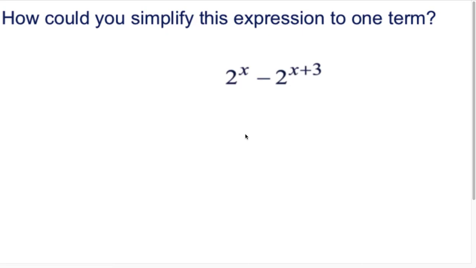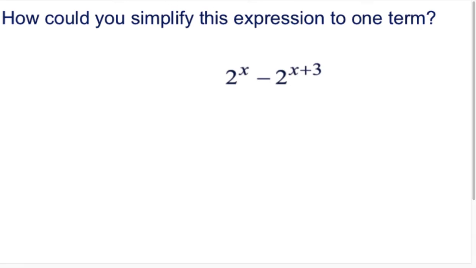Hey guys, welcome to my second video of simplifying exponential expressions. In this video, I'm going to show you how to simplify using just one term. Okay, so it says, how could you simplify this expression to just one term?